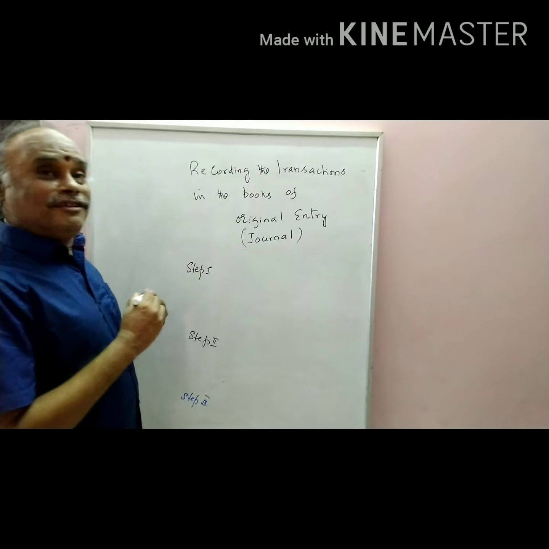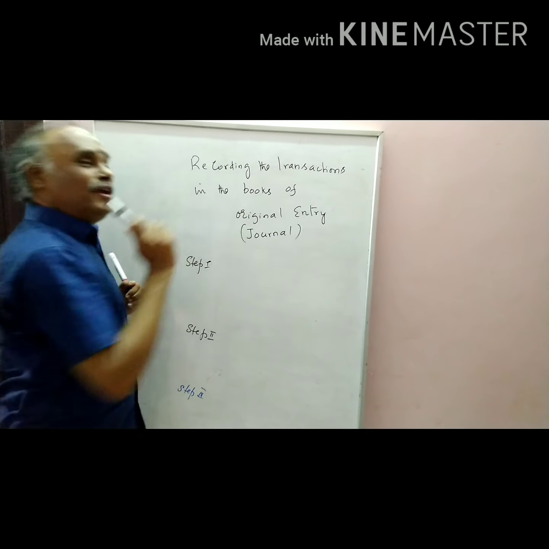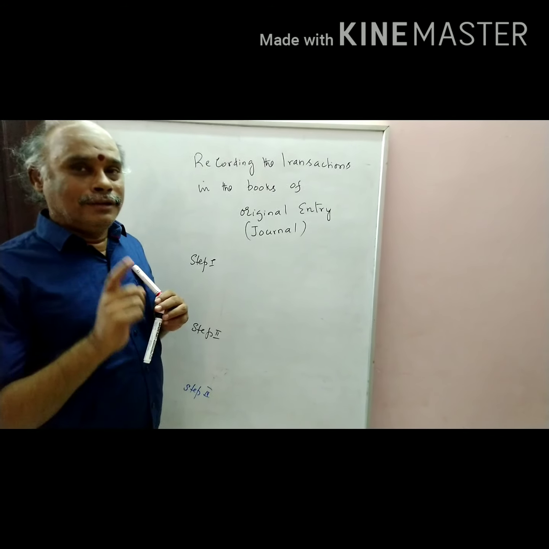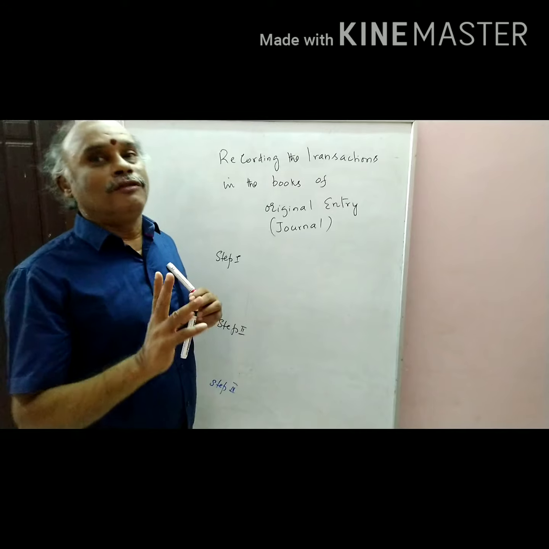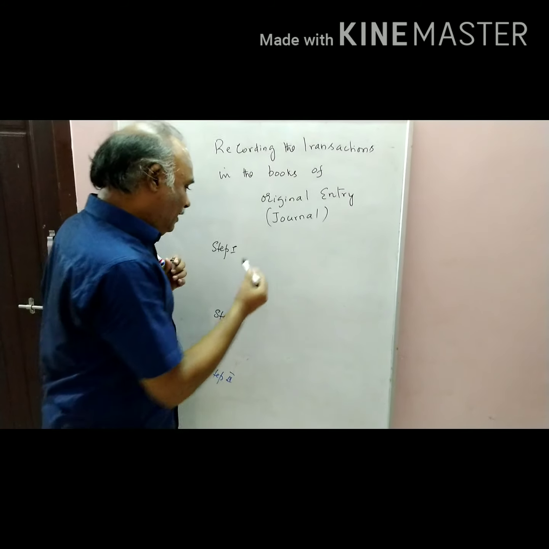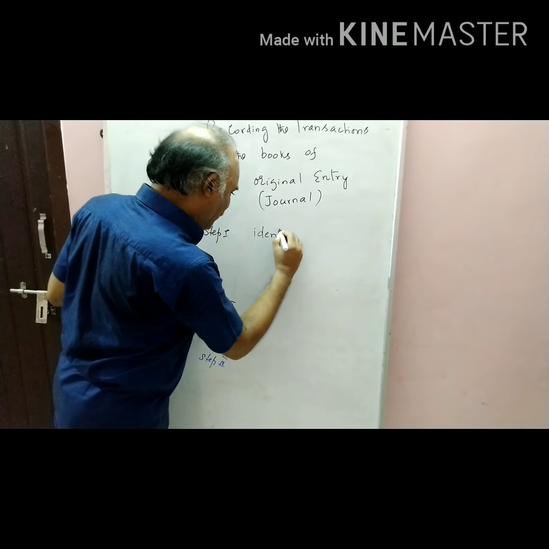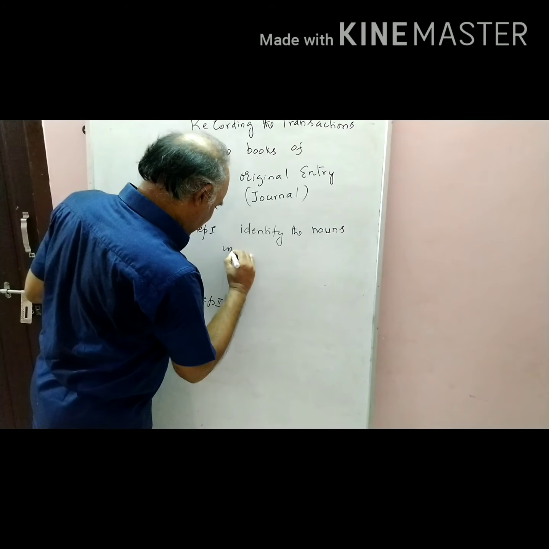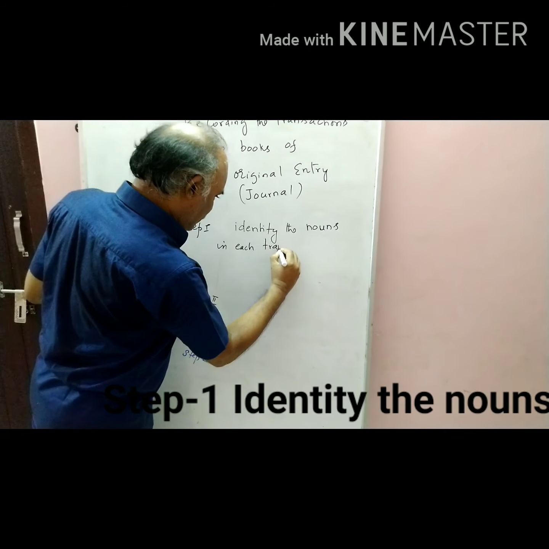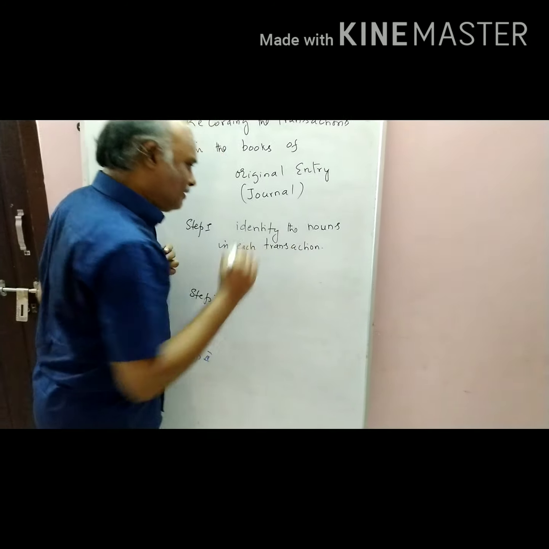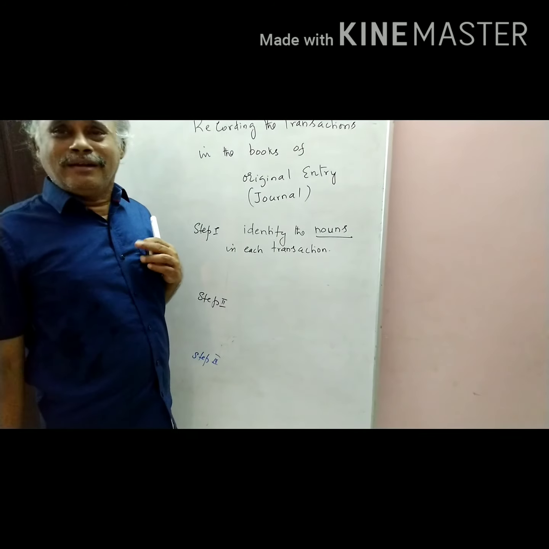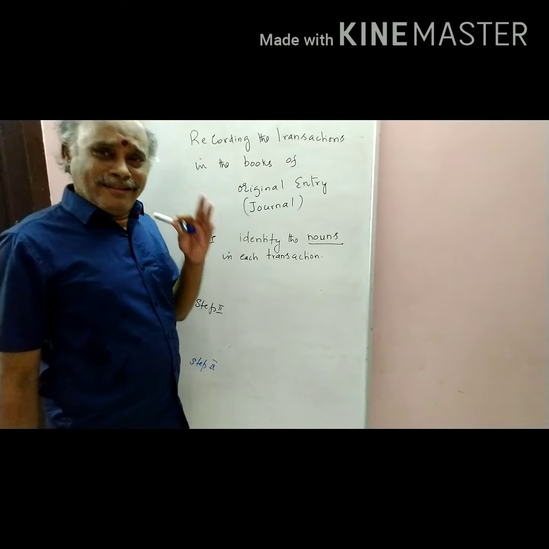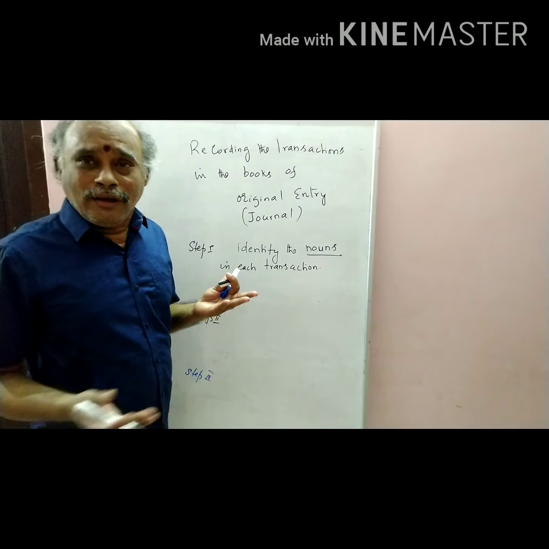Now let us understand the first step. Now in each and every transaction, as per the dual aspect concept, you will find two nouns. So ultimately first step is identify the nouns in each transaction. This is very important. When I say nouns, which is nothing but the accounts. The learners or beginners, anybody can understand. We are going to take the transaction. Transaction means what? A sentence.